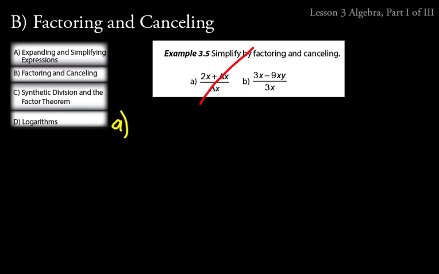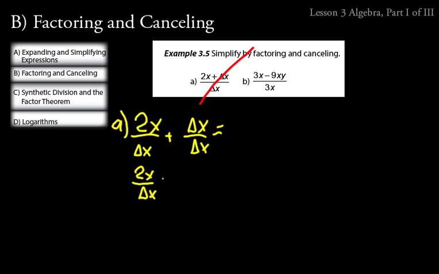There actually isn't one. So what you could do to simplify this is just break it into two fractions. And we could have a 2x over delta x plus a delta x over delta x. And so that just equals 2x over delta x plus 1. So that'll be our simplified form there.